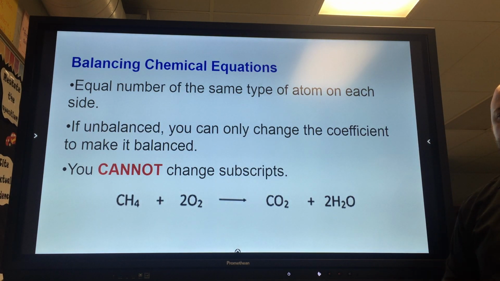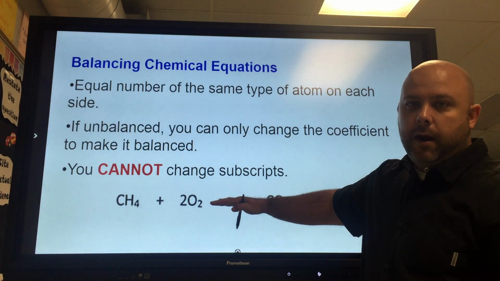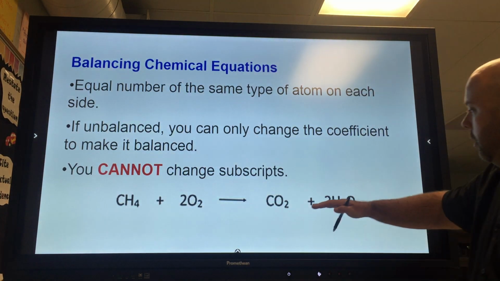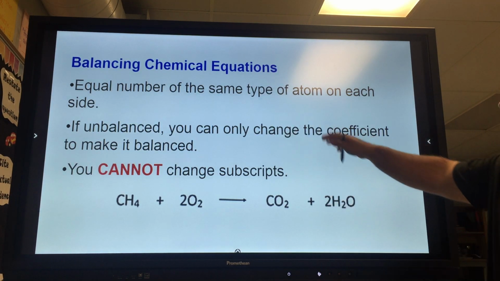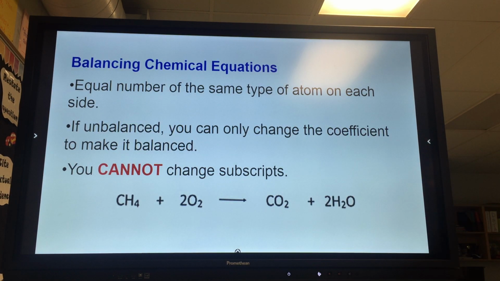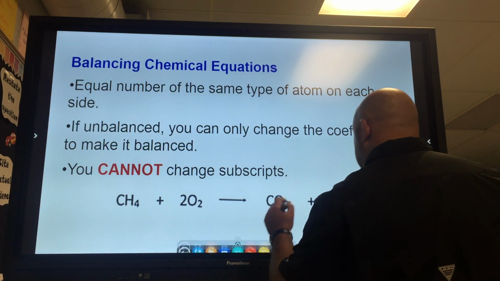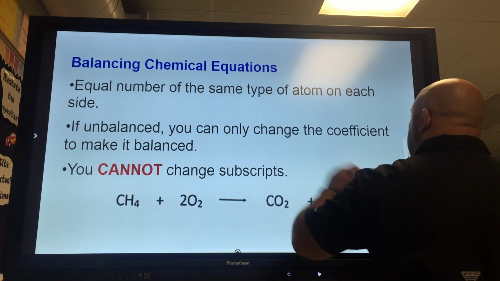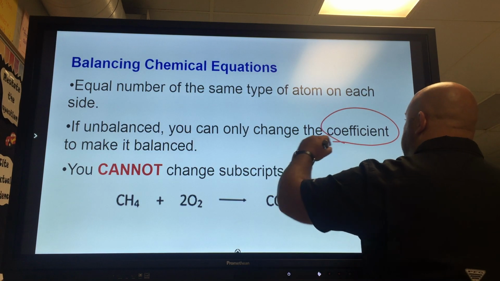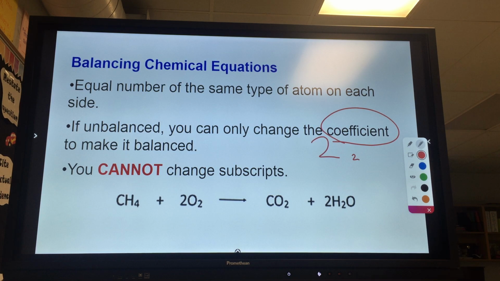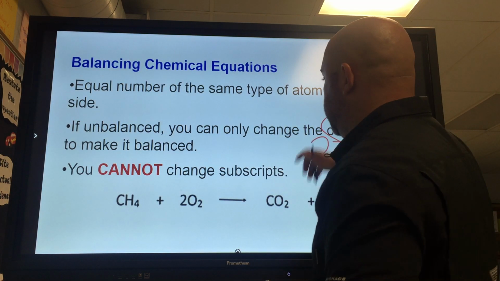So balancing these chemical equations, it's like a seesaw. You think about it that way. You can't have one side that weighs more than this side. So if it's unbalanced, you can do something to fix that. You can change the coefficients. You can't change the subscripts. So you can change this. You can change the big number. You can't change the little number. You just can't do that. But you can change that big number.